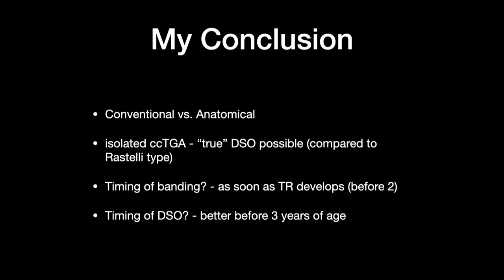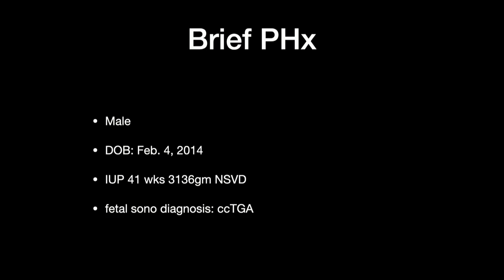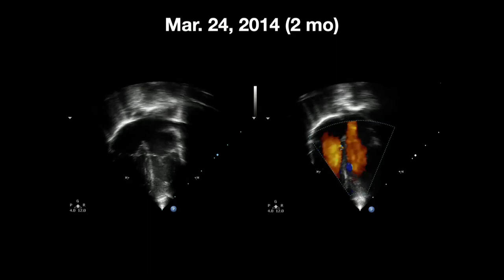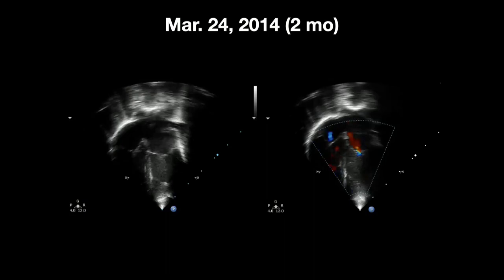So this is our first case. This is a male, born in 2014, no birth history. Fetal diagnosis was ccTGA at another hospital. This is our initial echo at 2 months: right-sided morphologic LV, left-sided morphologic RV, and mild functional MR, grade 1 to 2, and mild functional TR, grade 1.